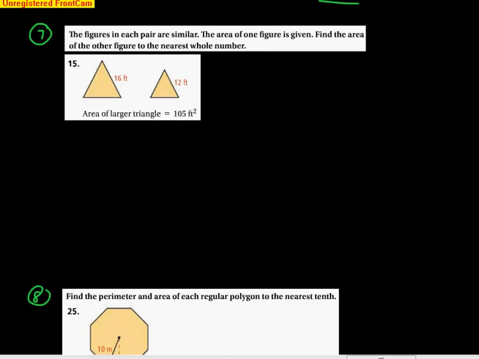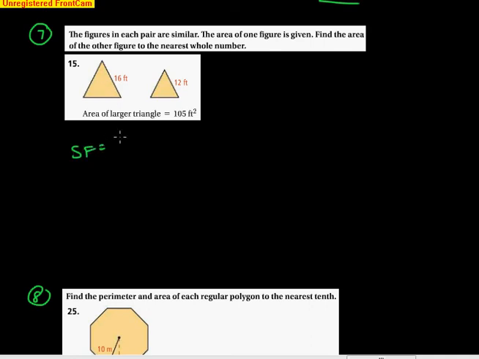Next, here we go. The figures in each pair are similar. The area of one is given, find the area of the other. Okay? So here we go. A very similar problem to the one above here. So we have scale factor given on our picture.